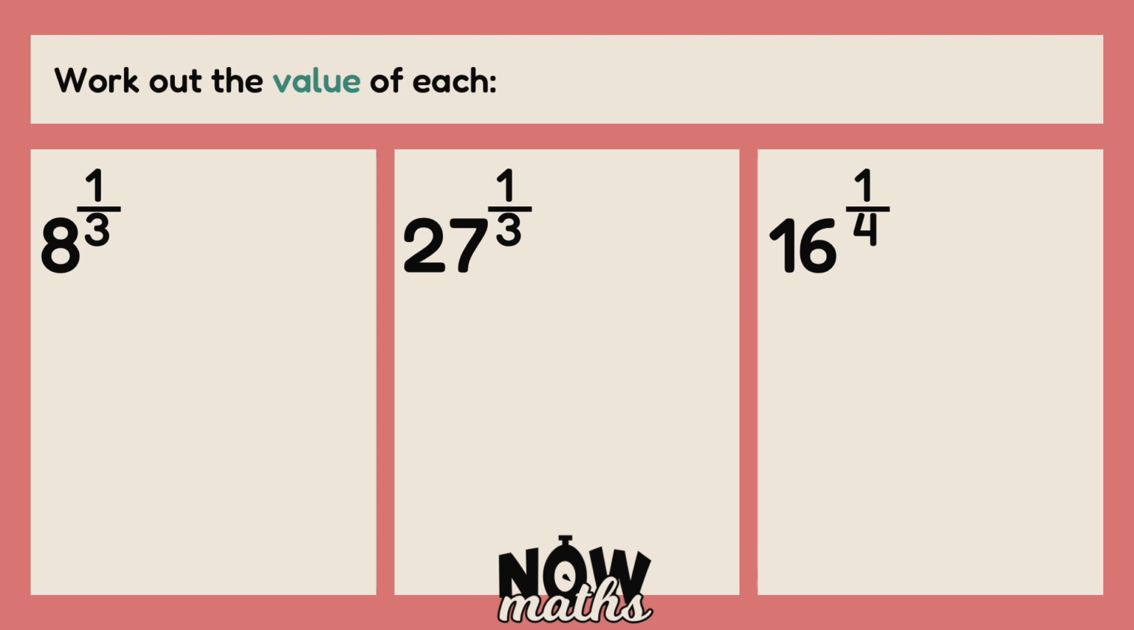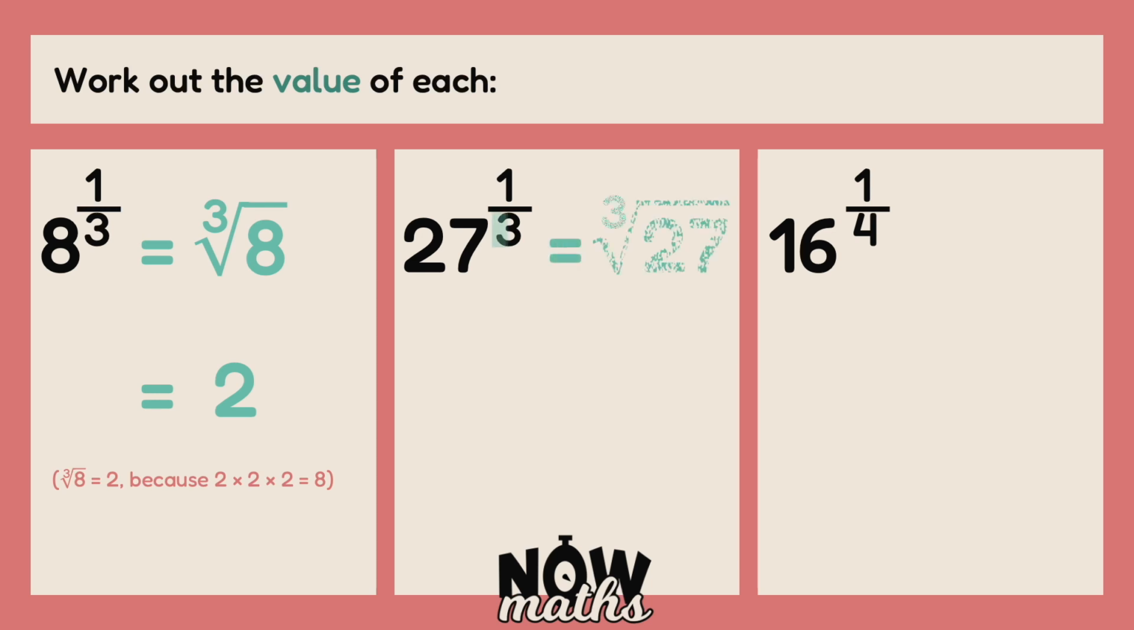Now we'll have a look at some different powers where the numerator is still 1. Firstly, to work out 8 to the power of a third, instead of square rooting, we cube root because the denominator of the fraction is 3. And the cube root of 8 is 2 because 2 multiplied by 2 multiplied by 2 is 8. Now to work out 27 to the power of a third, the denominator is 3, so we cube root 27, and the cube root of 27 is 3 because 3 multiplied by 3 multiplied by 3 is 27.